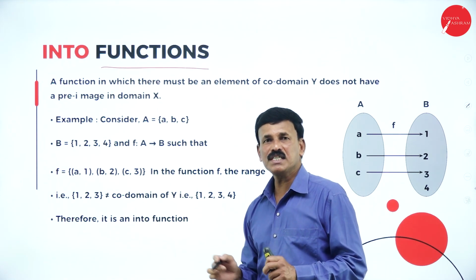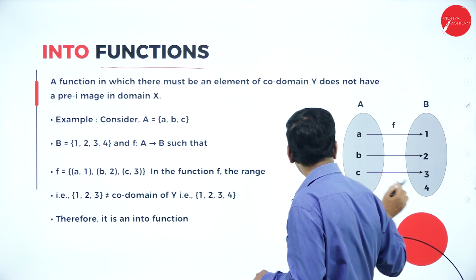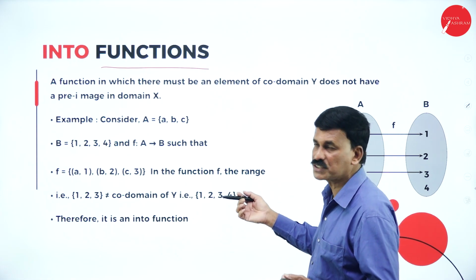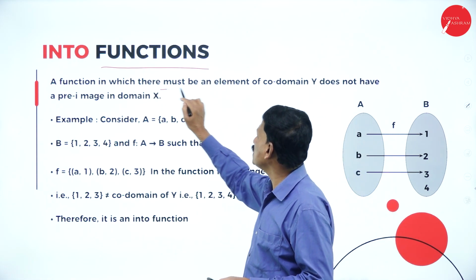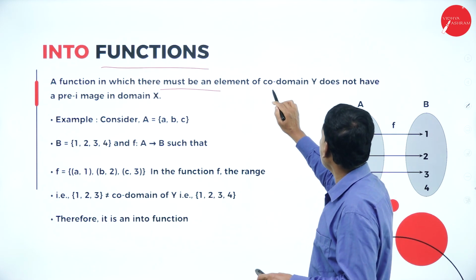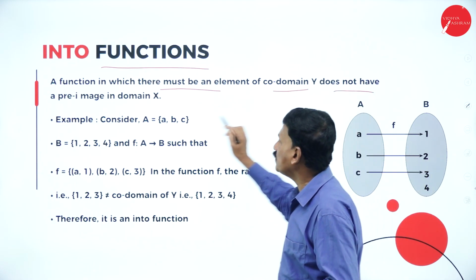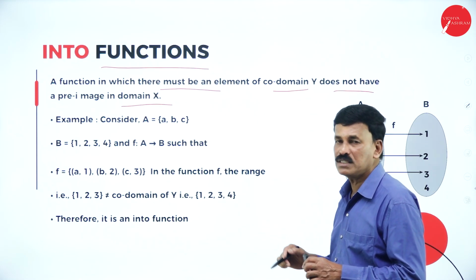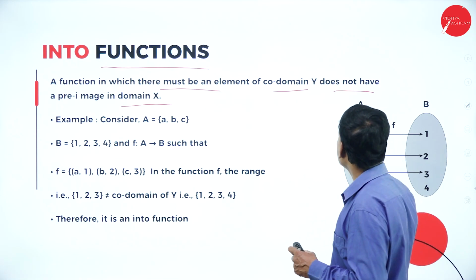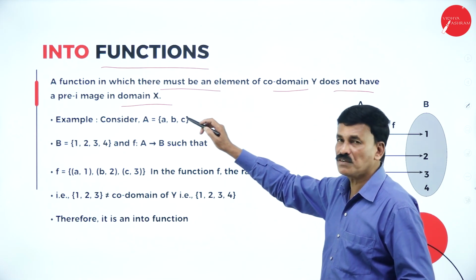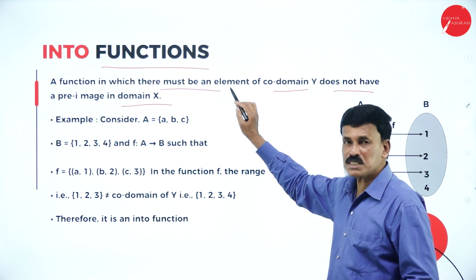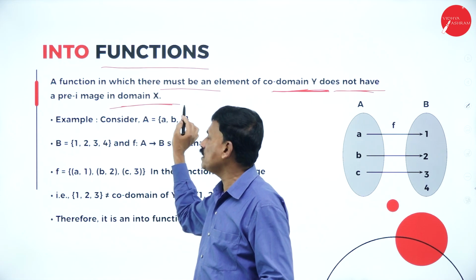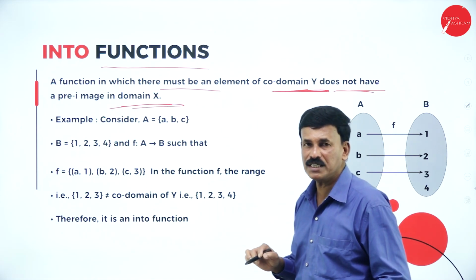What is an into function? It means if any one of the elements of the set B does not have a pre-image in the set A, then it is called an into function. How to define it: there must be an element of codomain Y that does not have any pre-image in the domain X. If at least one of the elements in the codomain is not used, then it is called an into function.